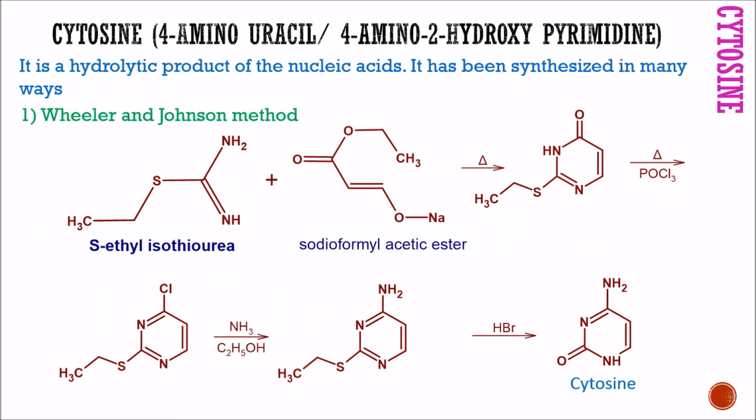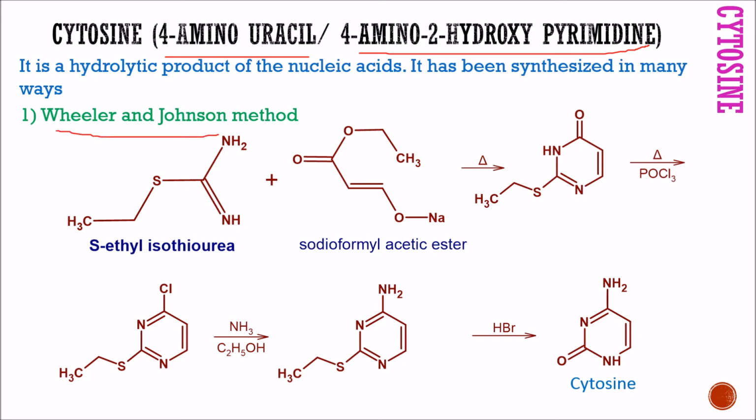Now let us start with the synthesis of cytosine. Cytosine is 4-aminouracil or 4-amino-2-hydroxypyrimidine. It is a hydrolytic product of nucleic acid. It has been synthesized in many ways. The first synthesis was given by Wheeler and Johnson.